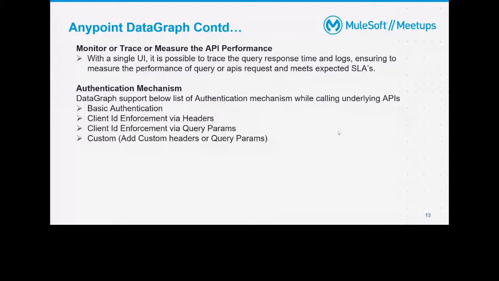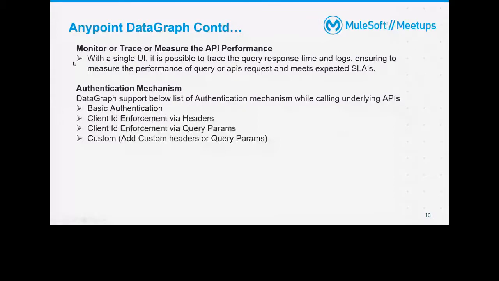Okay. Apart from that, somebody asked what authentication or security is supported. Right now, for the underlying API, it supports basic authentication, client ID enforcement via headers, which we have seen, client ID enforcement via query param, and custom. So these are the authentication mechanisms supported by GraphQL. Okay. We will see how to trace and monitor the API.